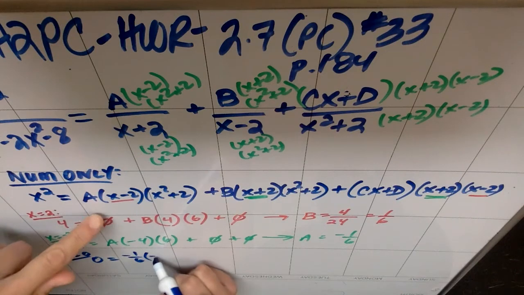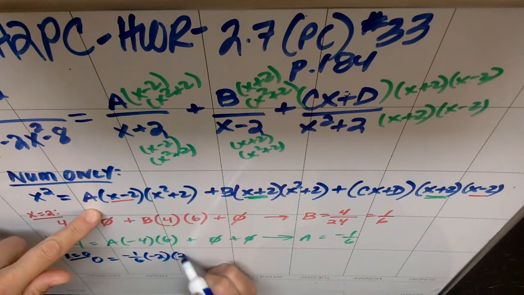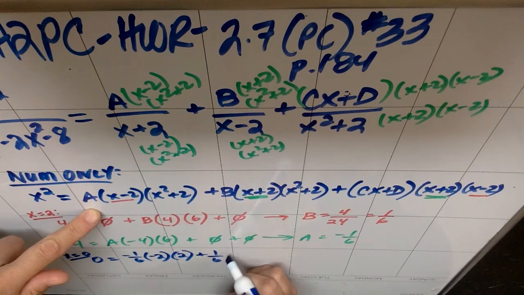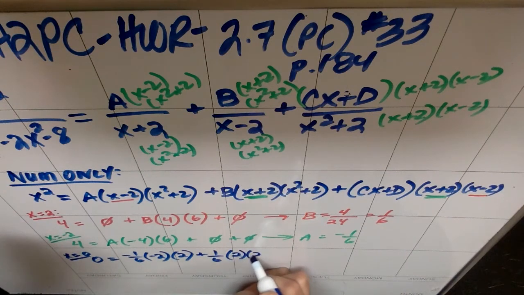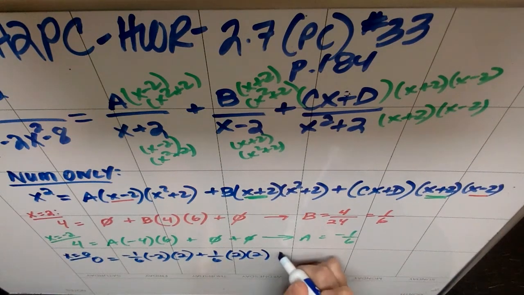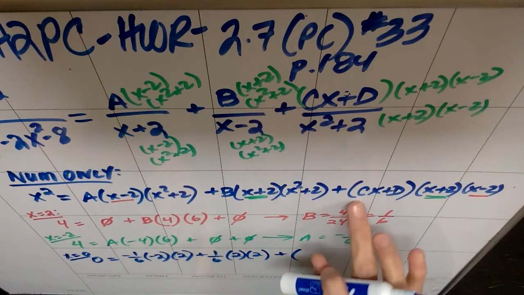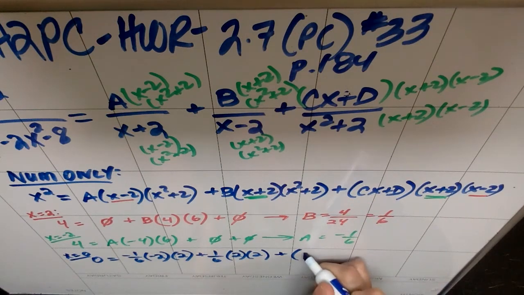I know that when I plug in 0, I'm going to get a negative 2 times a 2, plus my b was a positive 1/6, and this will be a 2 times a 2, right? And then since c is 0, or since cx is 0, right, x is 0, so cx is gone, I'm just going to get a d times what seems to be a 2 times a negative 2, right?